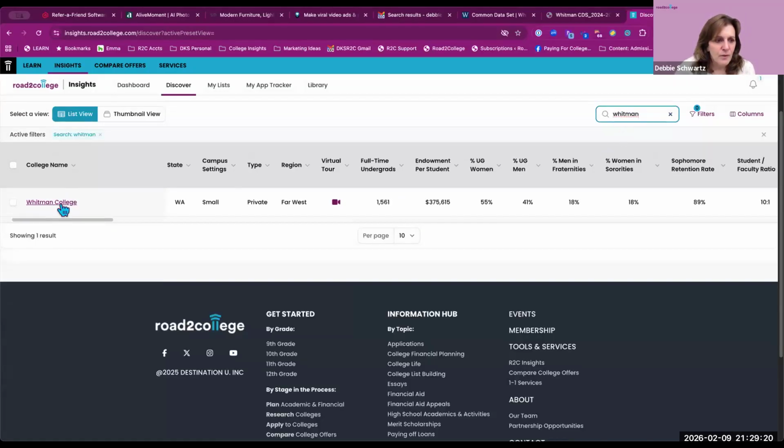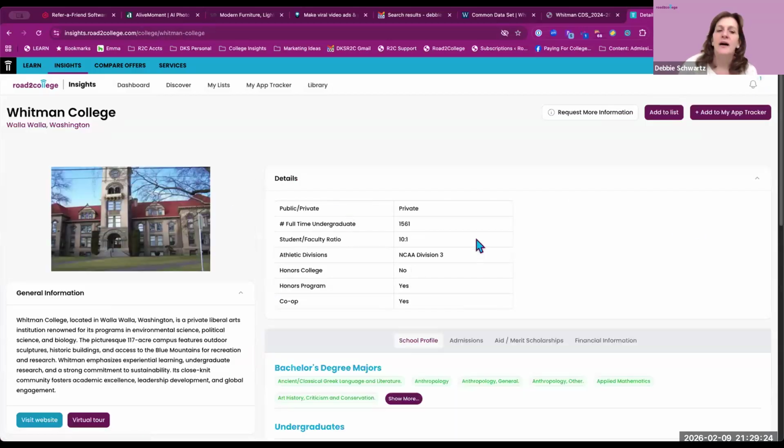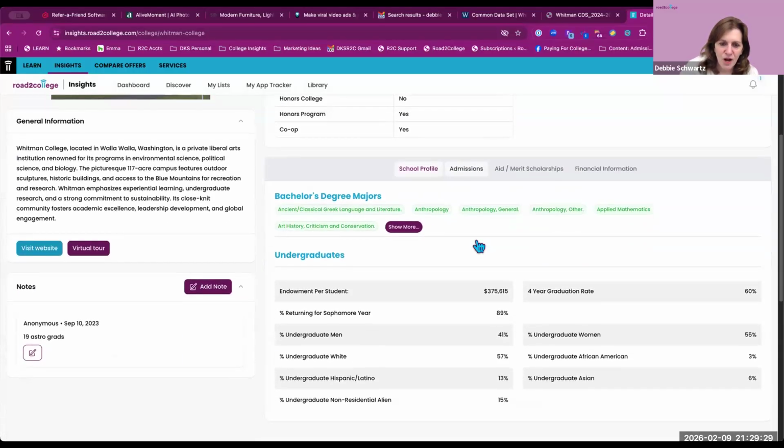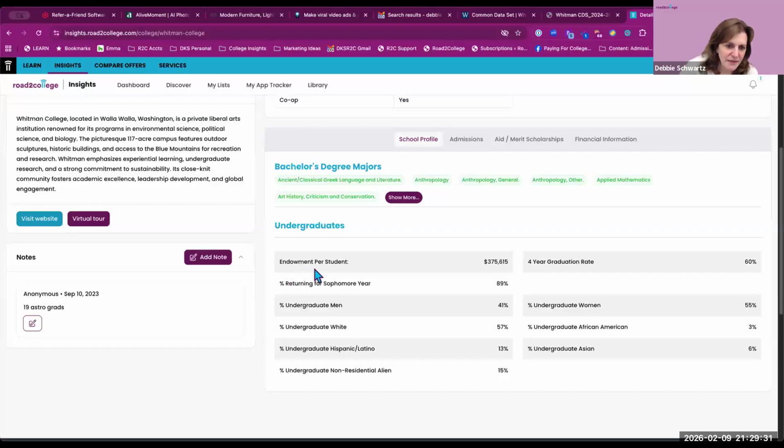And look at it. There's Whitman College. We can scroll at it here, but if I click on it, we can see the detail page for it. So here's Whitman's endowment per student. This information was in the common data set.